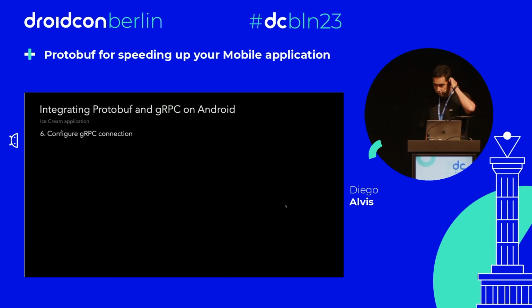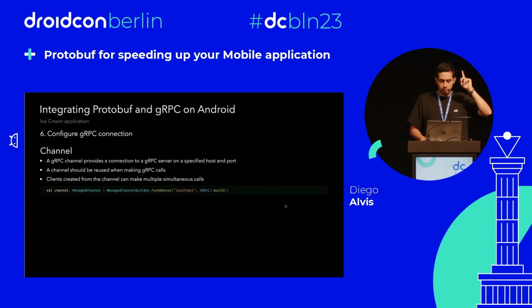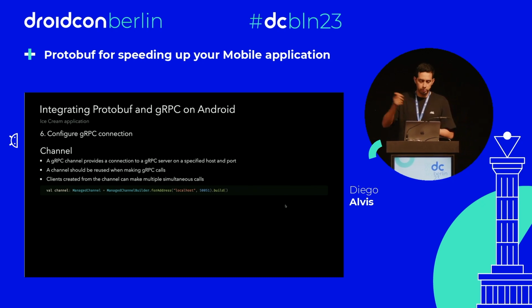All right. So now we have all the resources that we need. Then it's time for us to code. In order to start establishing the communication, we basically need two things. First, we need to create or define the channel. A channel is the one that provides the connection to a gRPC server, specifying the host and the port.